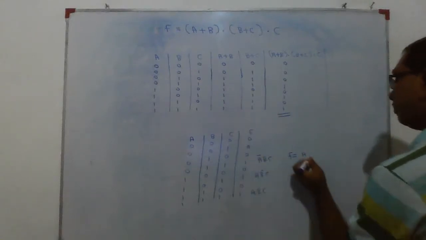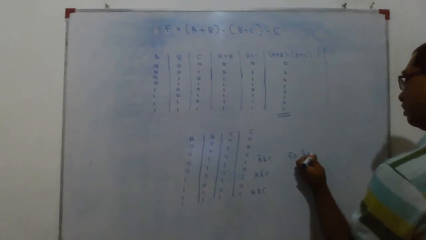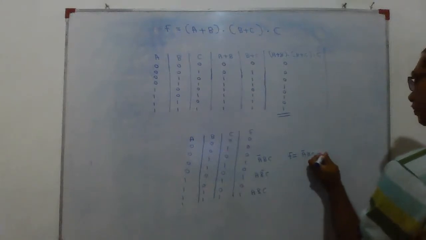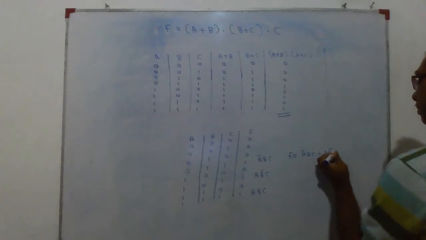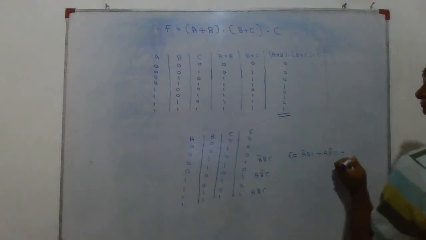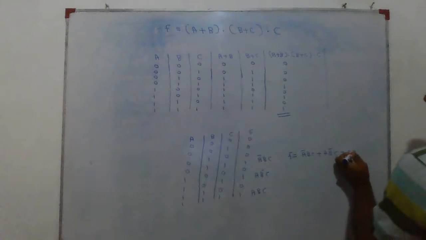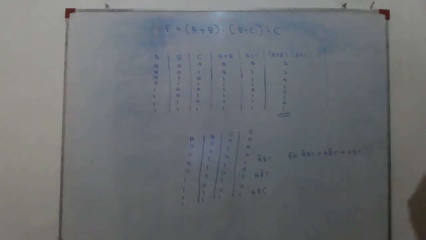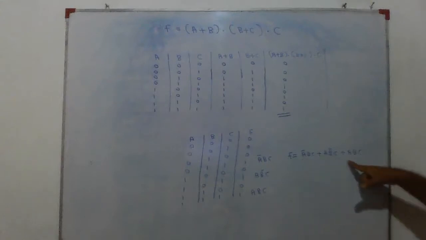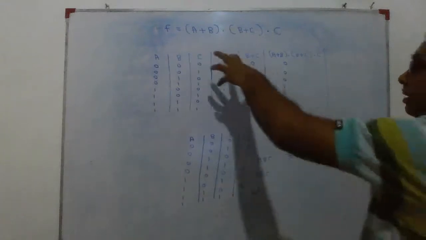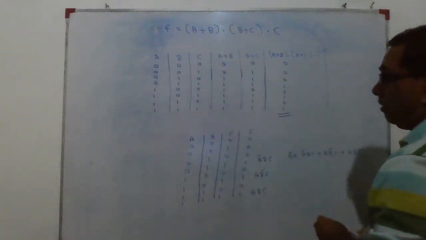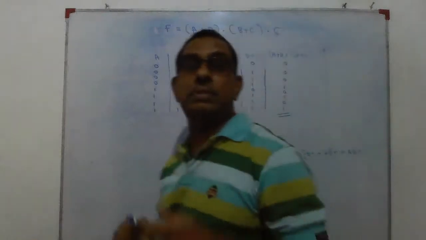It should be A bar and B and C, OR, A and B bar and C, OR, A and B and C. This is the sum of product statement of the given truth table.